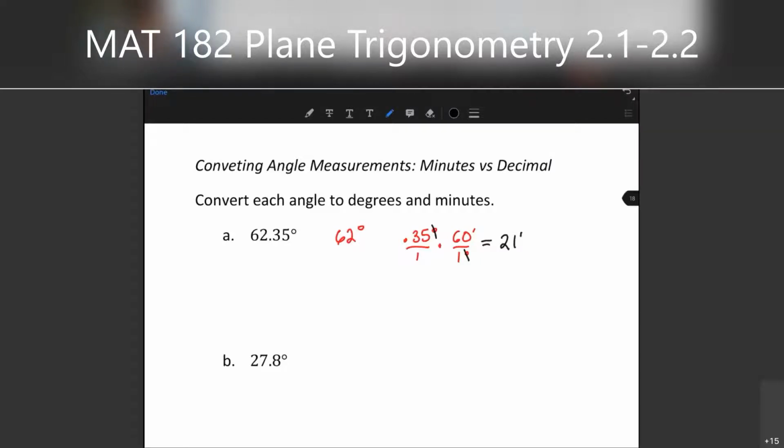And so that decimal, we can then just add back to our beginning 62 degrees. So we can write that as 62 degrees and 21 minutes.